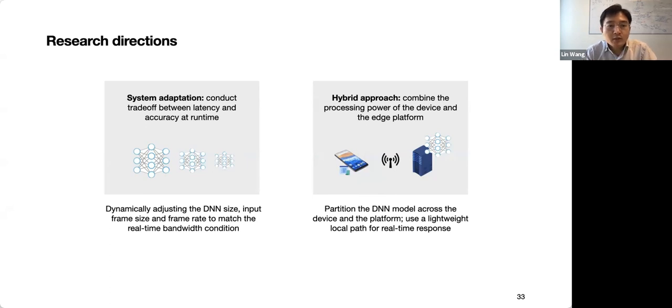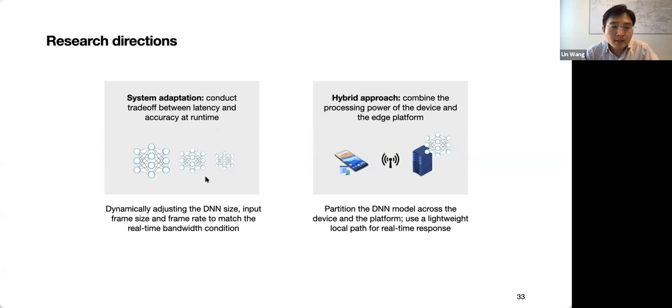Basically, we conduct trade-offs between latency and accuracy at runtime. How to do that? We have different types of neural networks that can be used for the same inference task. For instance, we can have a very complex, heavy network that can provide higher accuracy, but we also have lightweight models that can do the same job with lower accuracy, right? So at runtime, we can switch between the different models so that we can adapt the system accordingly to achieve the balance between latency and accuracy.